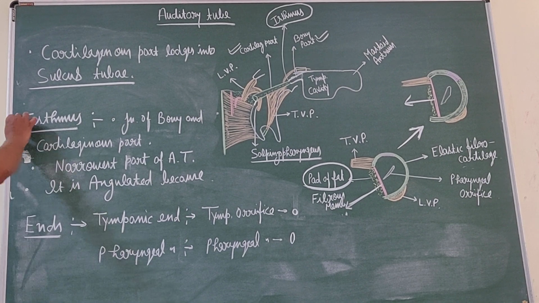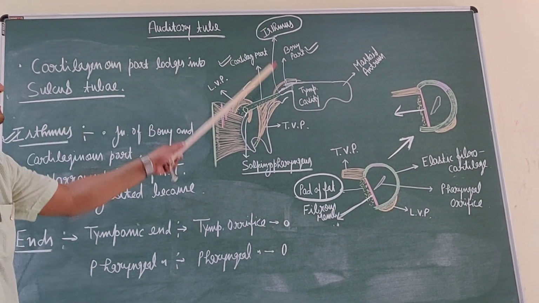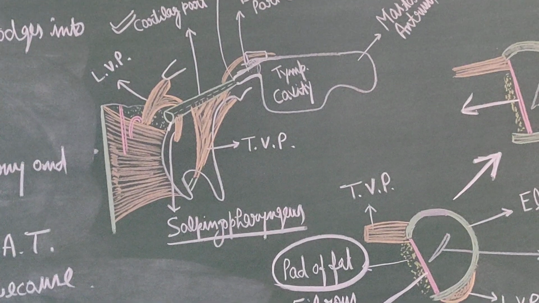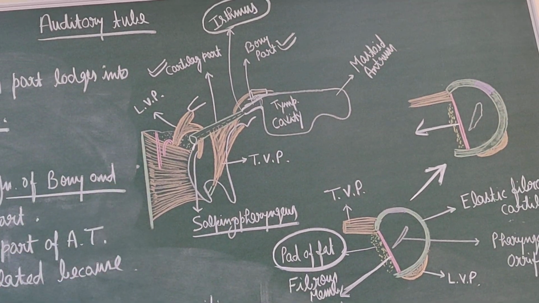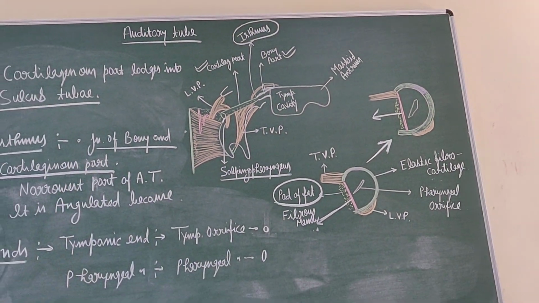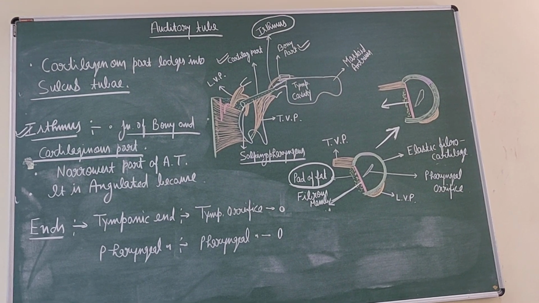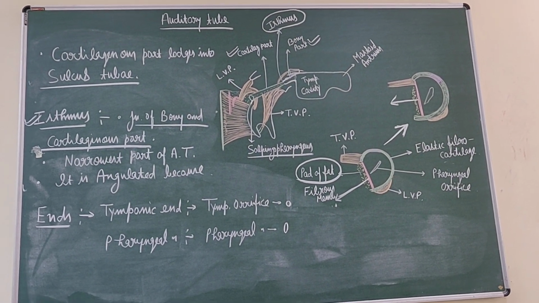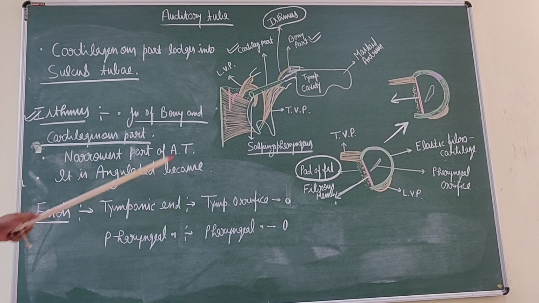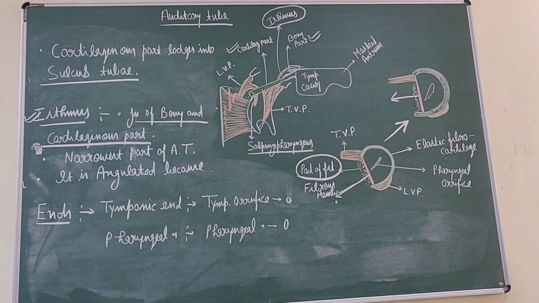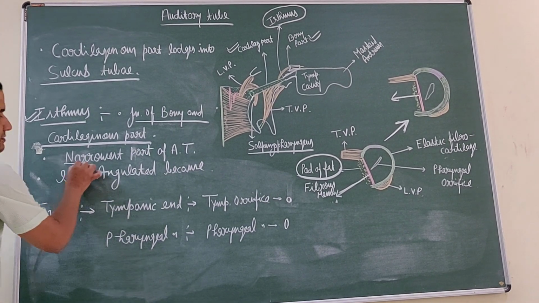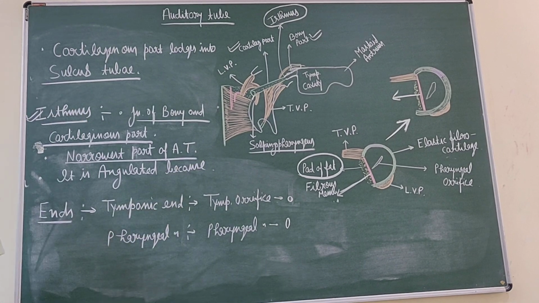Now the isthmus. This is the isthmus. This is the junction of the bony and the cartilaginous part of the auditory tube, present between the petrous and the squamous part of the temporal bone. It is the narrowest part of the auditory tube, narrowest part.